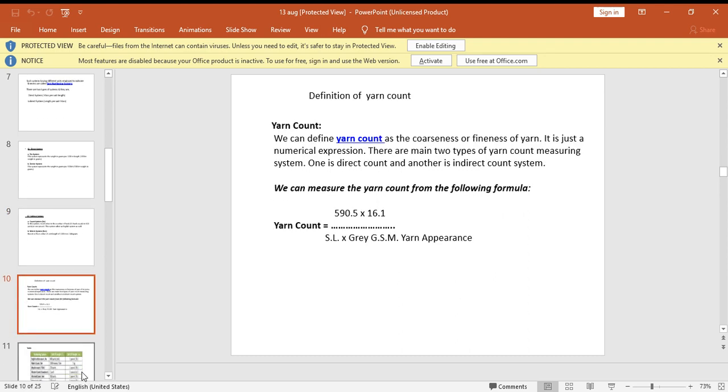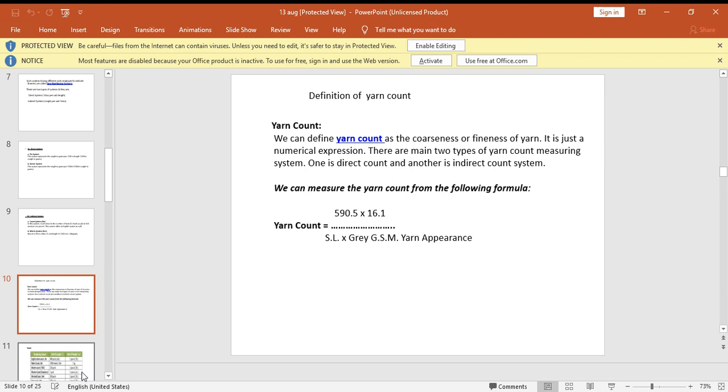And definition of yarn count is, we can express the yarn count as coarseness or fineness of the yarn, and it is nothing but a numerical expression. And there are mainly two types of yarn count measuring systems. One is direct count, and another one is indirect count system. And we can measure the yarn count from the following formula: yarn count is equal to 590.5 into 16.1 divided by SL, where SL is nothing but span length into gray GSM, that is gram per square meter.